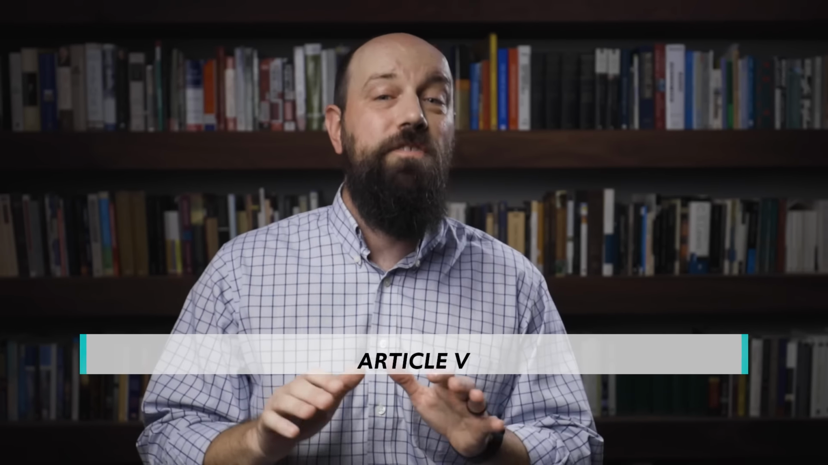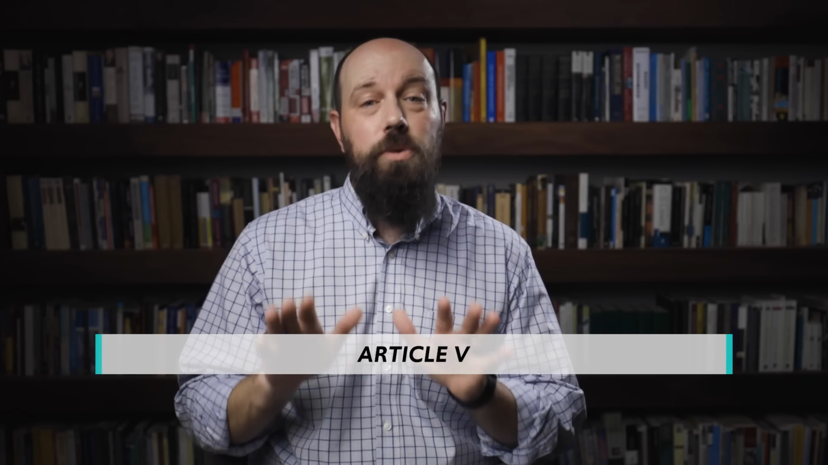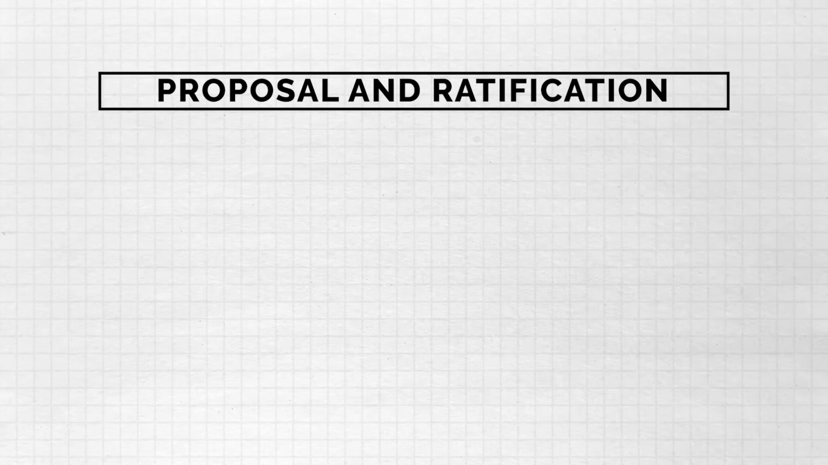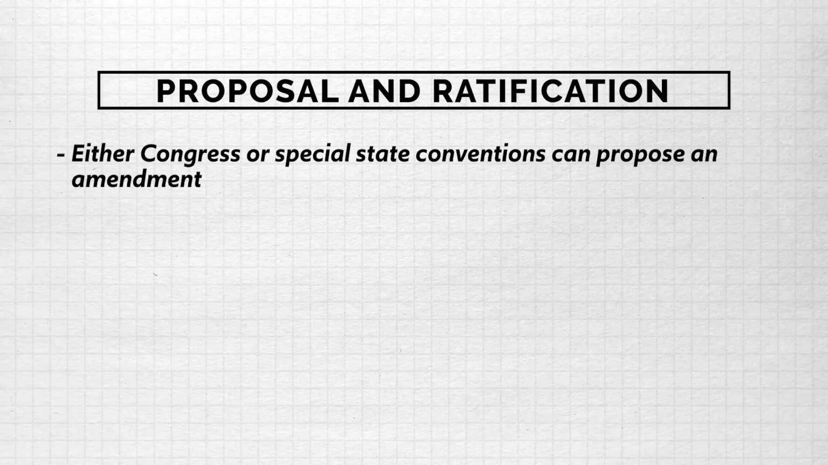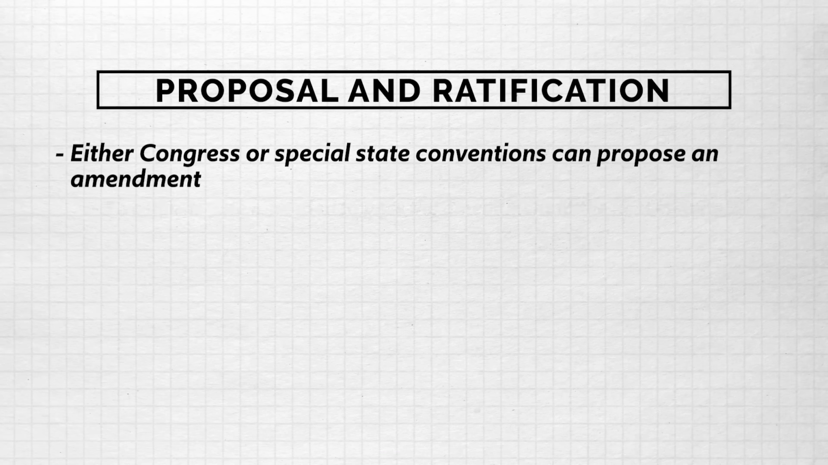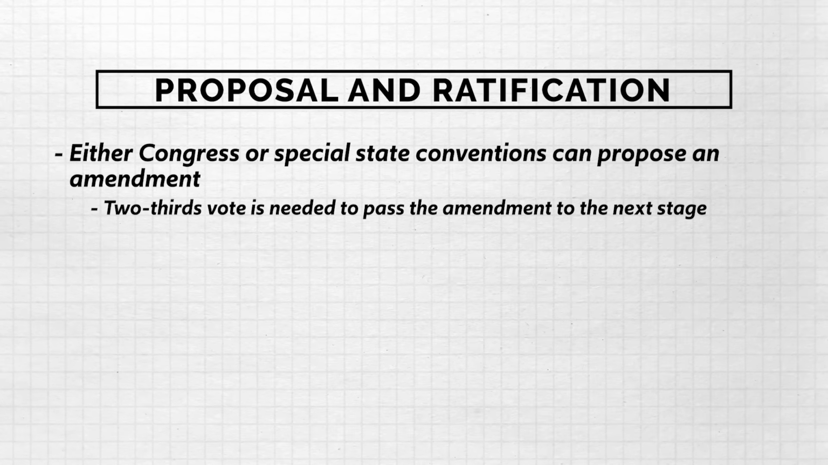Anyway, the framers of the Constitution recognized the impossibility of amendments under the Articles and so laid out in Article 5 of the Constitution a more attainable means of amending it. So, there are two stages to amending the Constitution: proposal and ratification. So, how is an amendment proposed? Well, either Congress can propose an amendment or special state conventions can, and a 2/3 vote is required to pass the amendment on to the next stage.